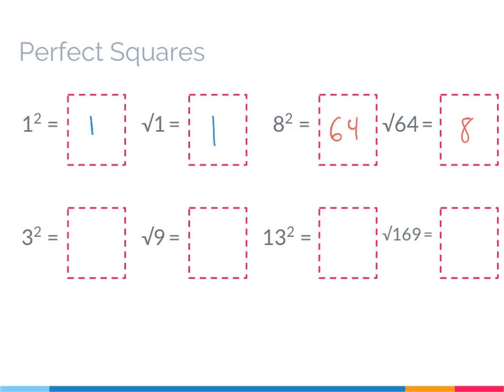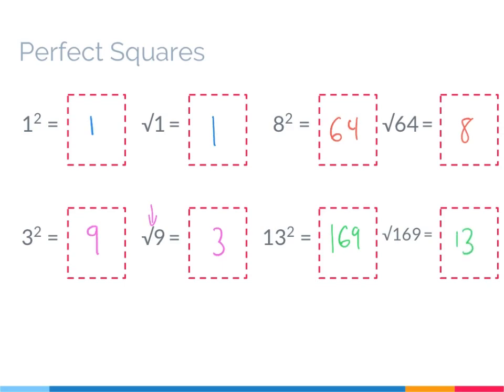So again, squaring and square rooting are inverse operations, or they're the opposite of each other. Looking at my next number, 3 squared, 3 times 3 is 9. And the inverse operation, the square root of 9, is going to be 3. Finally, our last number, 13 squared. I'm going to multiply those together and get 169. The square root of 169, again the inverse operation, is going to be 13.